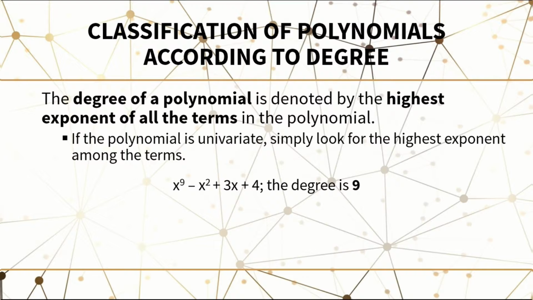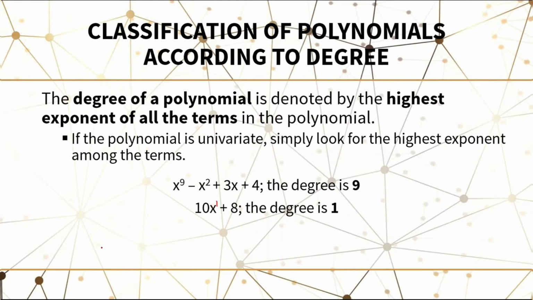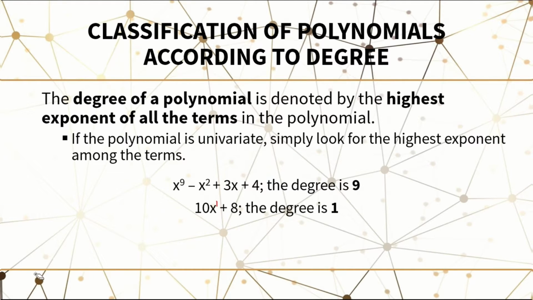Halimbawa, sa x raised to the 9 minus x squared plus 3x plus 4, ang degree niya ay 9 kasi 9 yung highest exponent. While dito sa 10x plus 8, ang degree niya ay 1 kasi ang highest exponent natin dito ay 1. Tandaan na kapag walang exponent yung isang variable, yan ay may nakatagong 1. So, basically, implicit yung kanyang 1 dito. Ayan, nakatago. Anyway, let us proceed next. Next given.